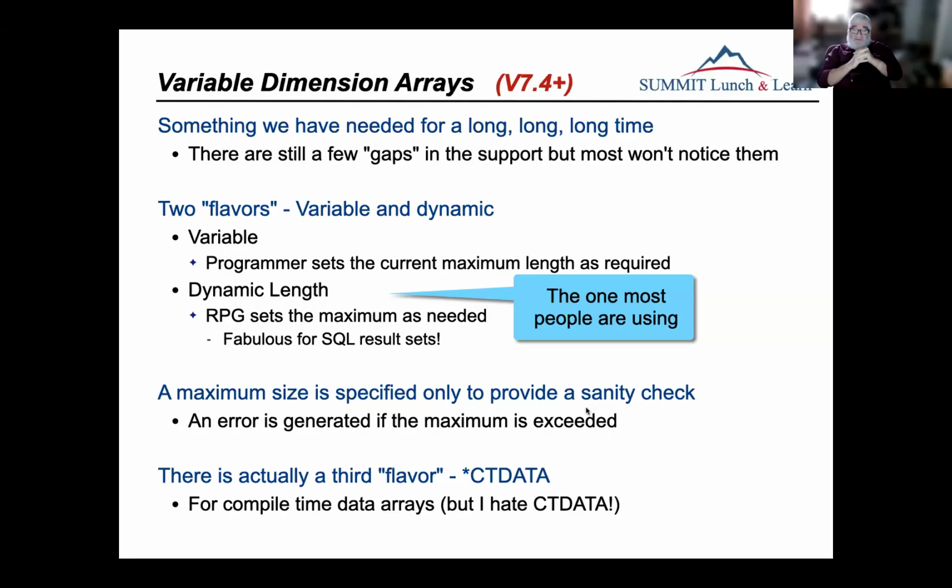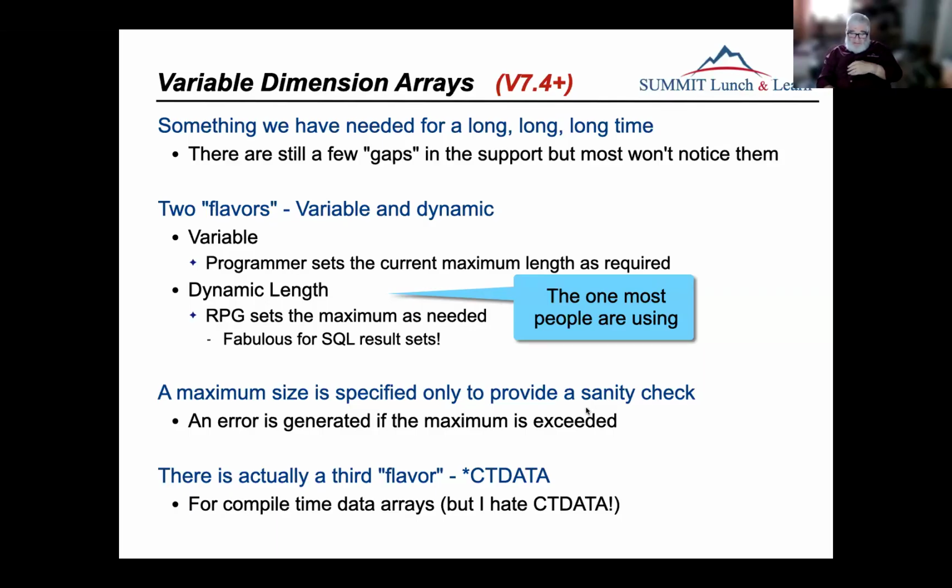There is actually a third flavor as well, CT data, which is quite useful because you can get the values in that as an array. You don't have to worry about counting. You don't have to specify a size or anything. But I personally hate CT data and never ever use it.